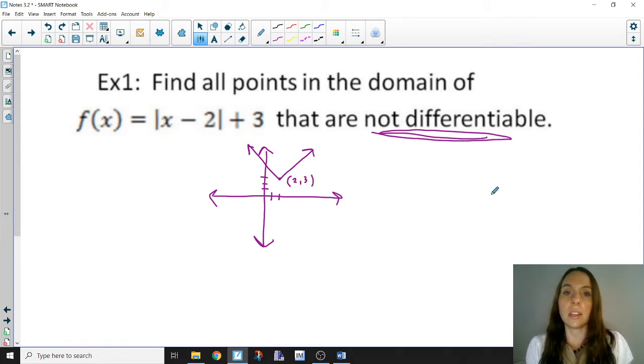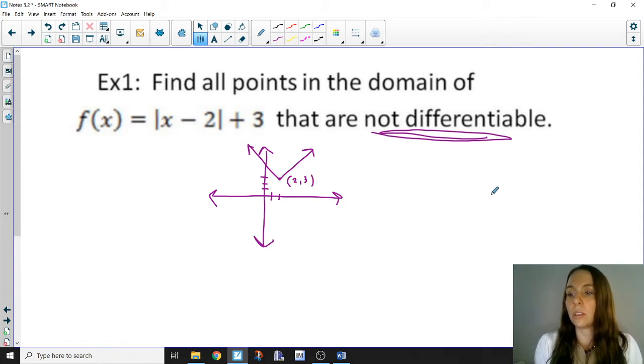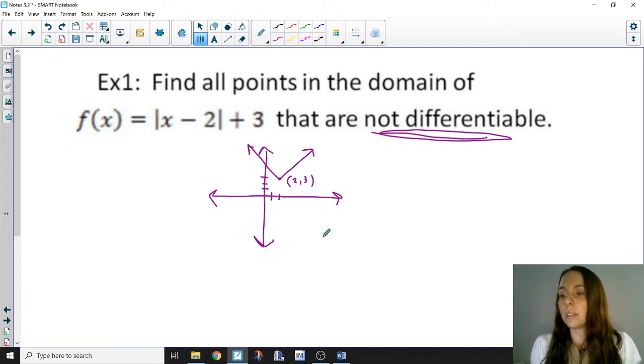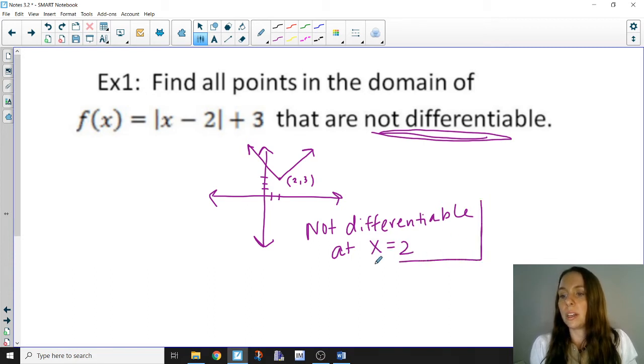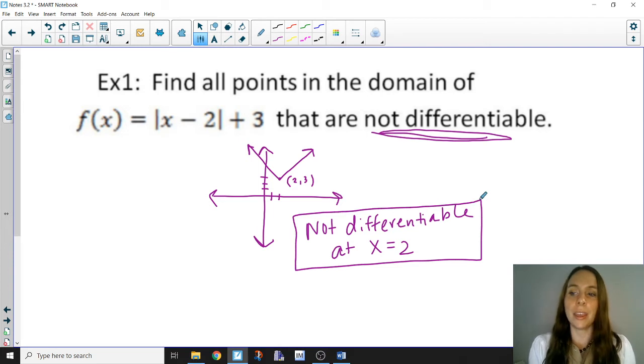Again, the vertex of the V graph, the point there, is at (2, 3). And so we'll go down here and we'll just say that that is definitely a place that's not differentiable, right? Now, when I ask you to identify points that are not differentiable, and you can see it in the wording where you see the word domain up here, that is just asking for the x coordinate. So to answer this, I'm going to say not differentiable at x equals 2. Yay, nice and easy.